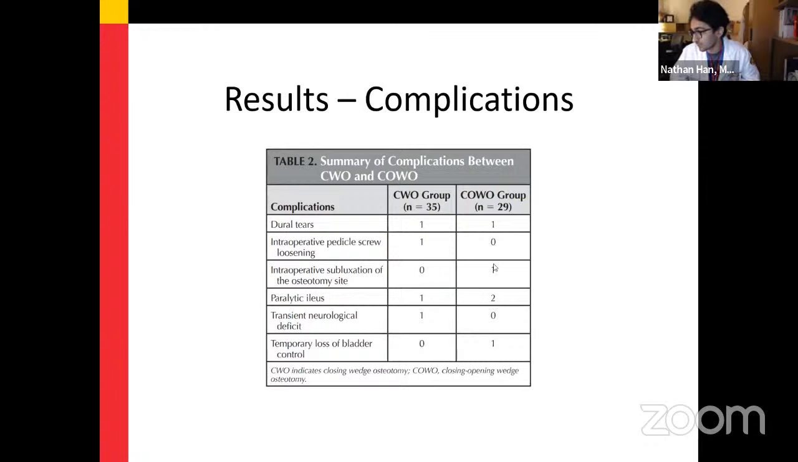However, one patient did have this transient subluxation, which was quickly corrected, which did not result in any neurologic deficit postoperatively. And another patient also did experience some transient neurologic deficit in the closing wedge osteotomy group as well. Specifically, I believe it was a right foot drop, which was corrected with a more aggressive decompression. The patient at 6-month follow-up didn't have any issues with the right foot.